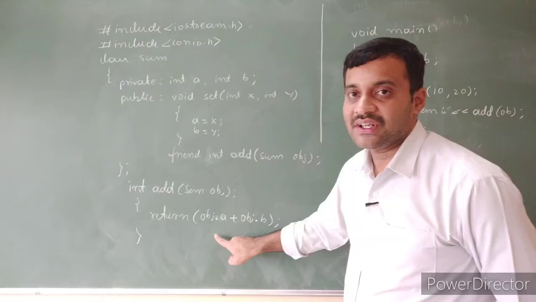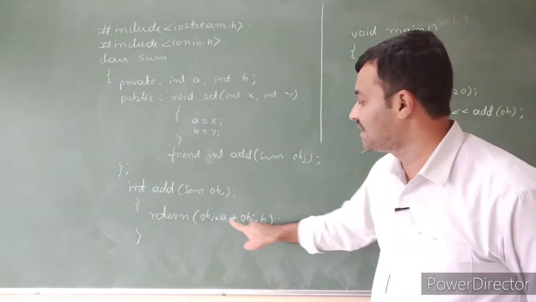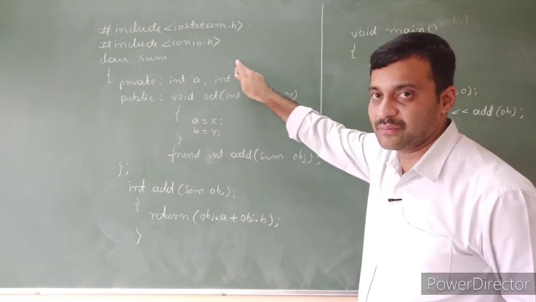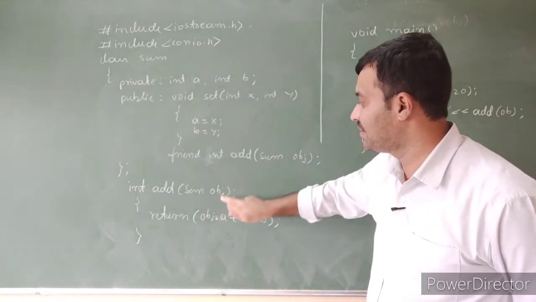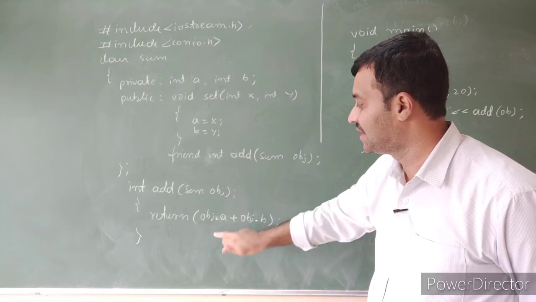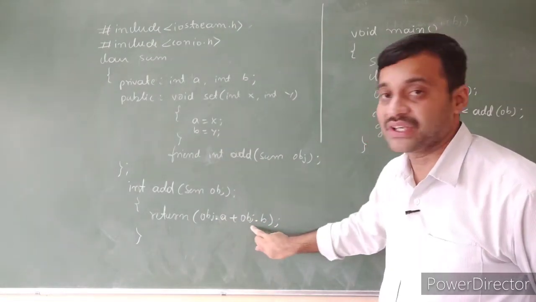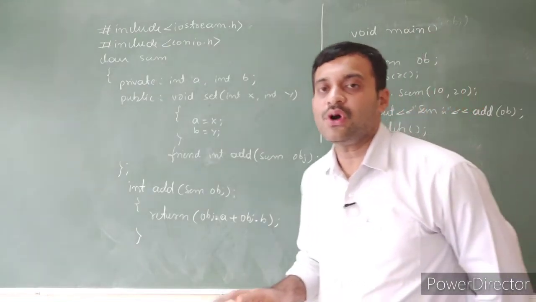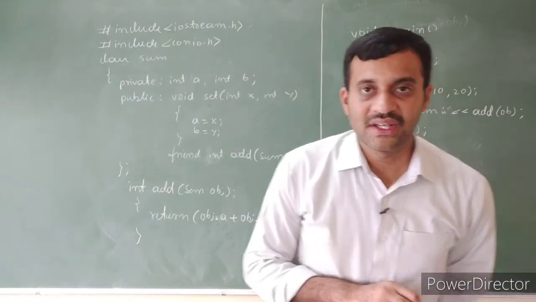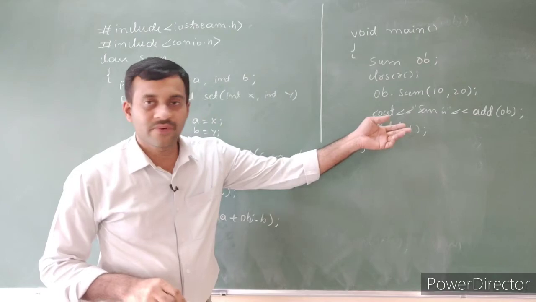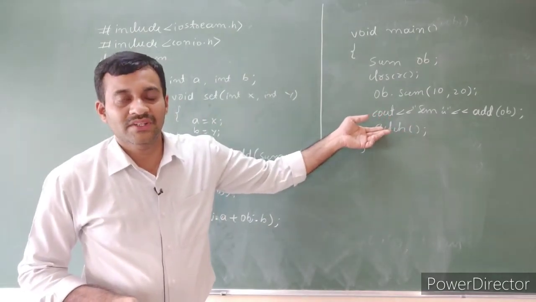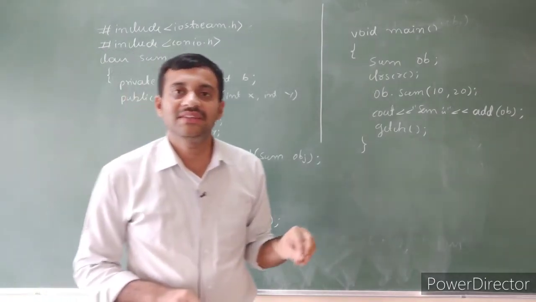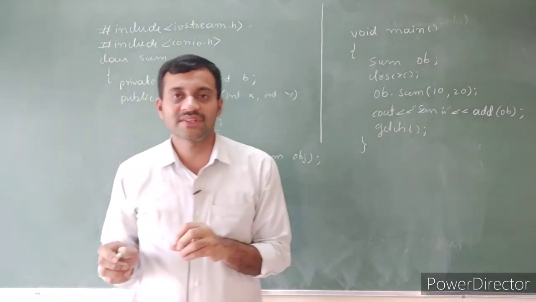See the definition of the friend function. Here we access A and B. A and B are the private members of the class sum. To access A and B, here we use the object of the same class, that is object dot A, object dot B. The friend can access the private members only through an object of the same class. The next one is to call the friend function. We do not use any object. The calling of the friend function is the same as a normal function call.